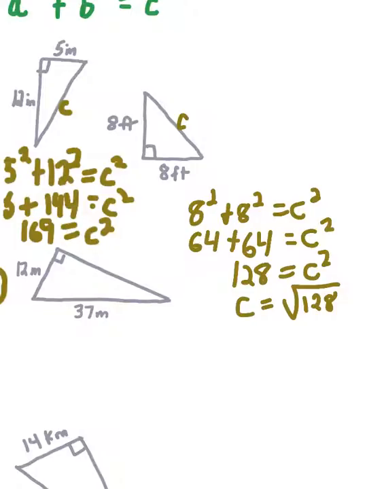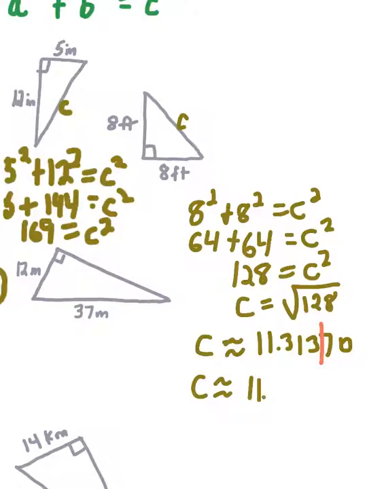If I look at my decimal here, it's approximately equal to 11.3137. We're going to round right here. I'm not going to put all the decimal places this time. You get the idea. That bumps the 3 up to a 4. So c is approximately equal to 11.314, and the units on that one were feet.